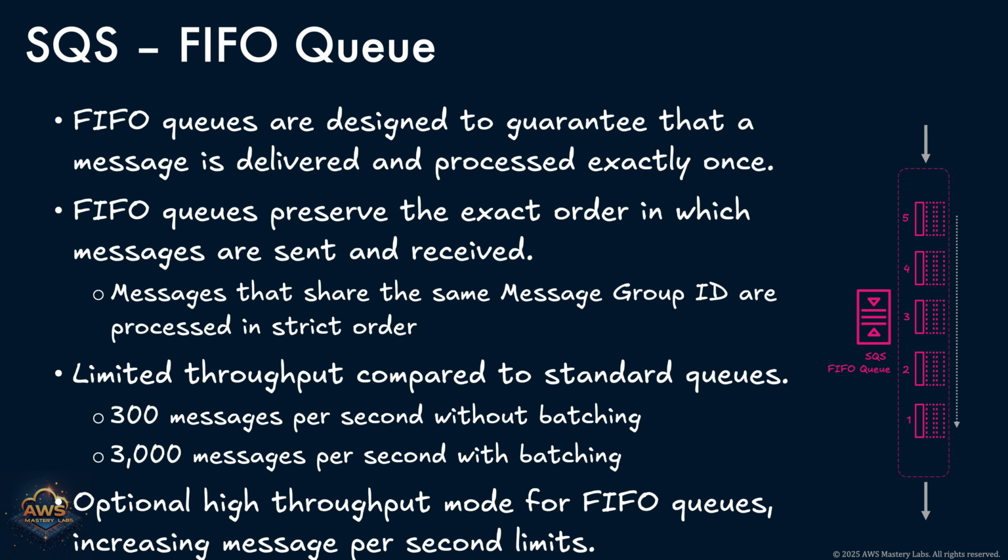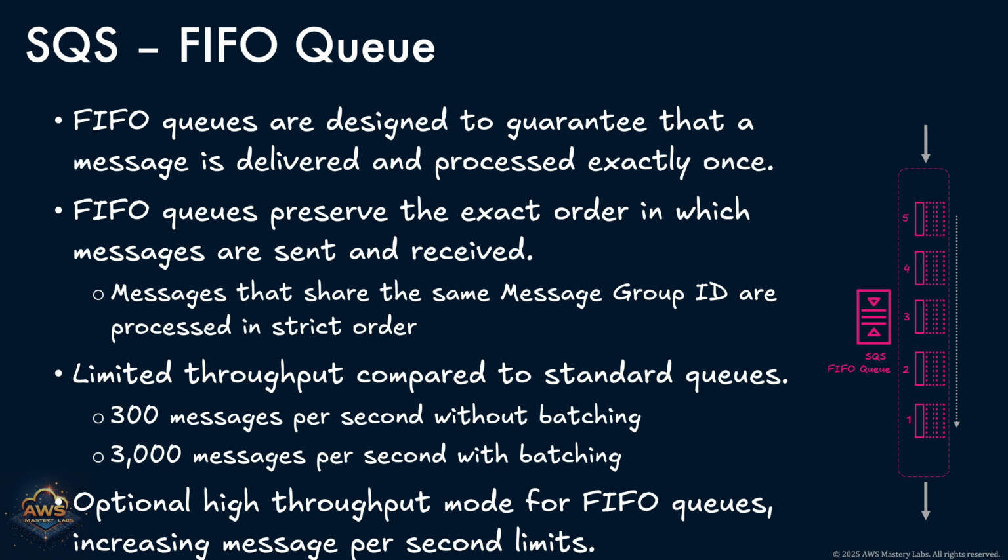These features make FIFO queues especially well suited for use cases that require strict consistency and sequencing, such as financial transactions, inventory management, or order processing systems, where the correctness of operations depends on the precise order of events. With FIFO queues, Amazon SQS gives you the tools to build robust, deterministic workflows where order and precision are non-negotiable.